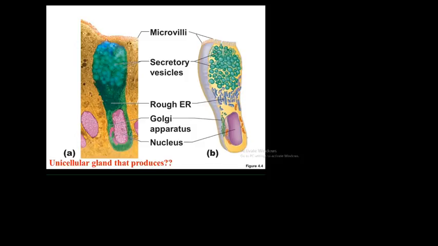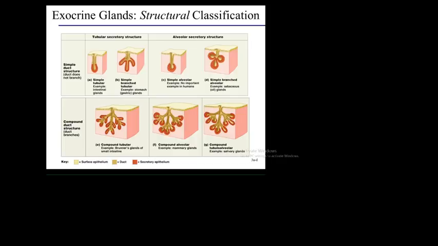The cell. This was mucus here on the bottom. Unicellular gland that produces mucus, the goblet cell. Why is it called a goblet cell? I guess it looks like a goblet, right? They had some wine-drinking fellows back then.